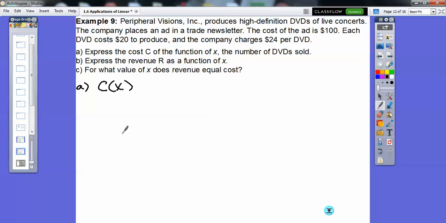So when I look at this problem, what are the costs that the company is going to incur? The cost of the ad and the DVDs. Alright, they have to pay for their ad and their DVDs. So which of those is a repeated cost? The 20, because they pay $20 for every DVD they produce. 20x plus 100. They're only running that ad one time. There's your cost equation.